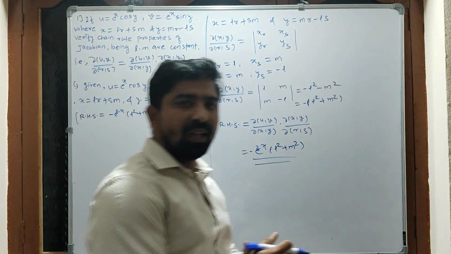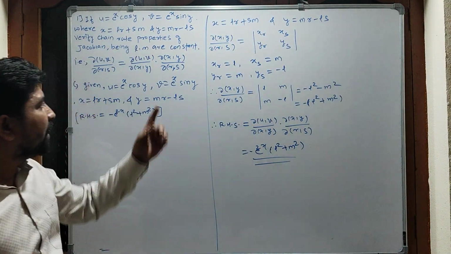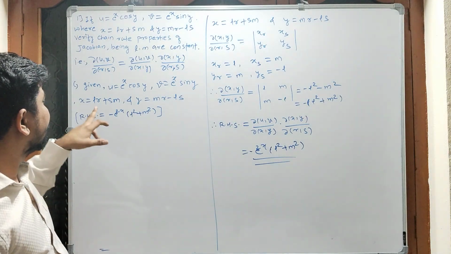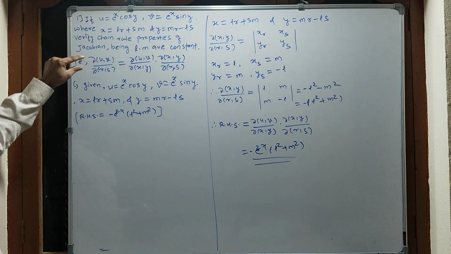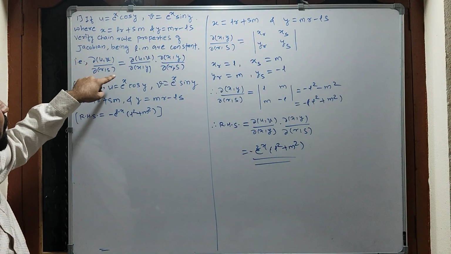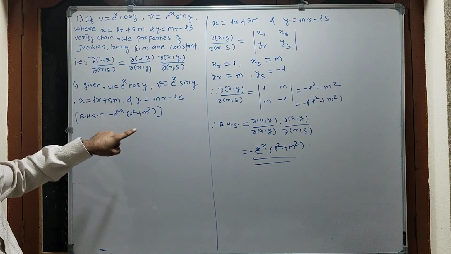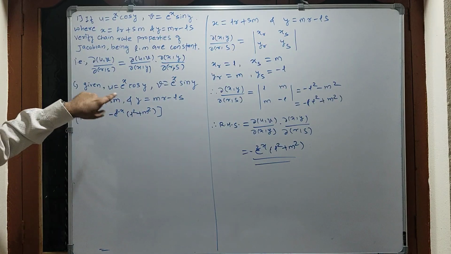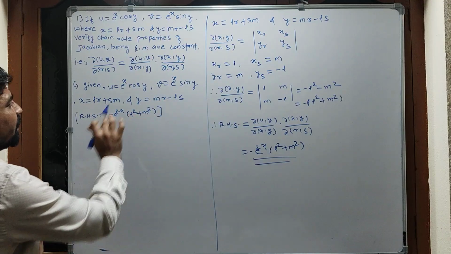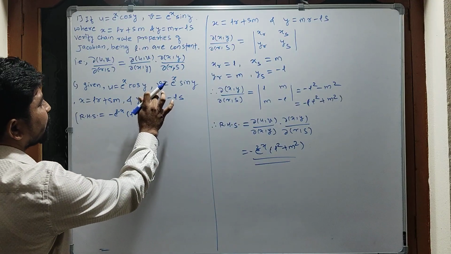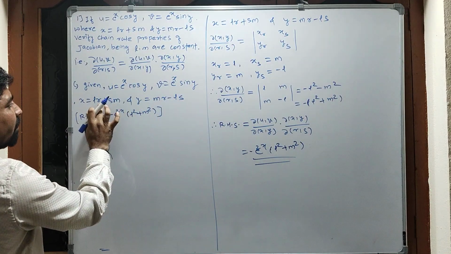But at the start, just observe one thing. u is a function of x and y, v is a function of x and y, and x is a function of r and s, and y is again a function of r and s. I want to find the Jacobian of u comma v with respect to r and s, so I want to write u and v in terms of the r and s variables.